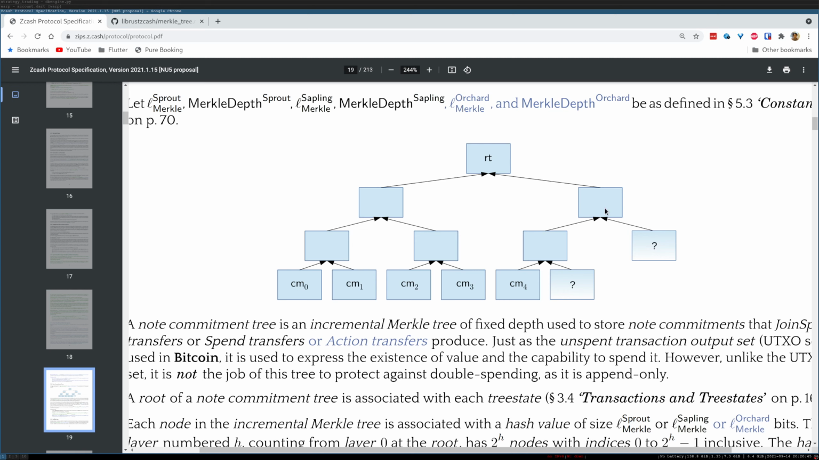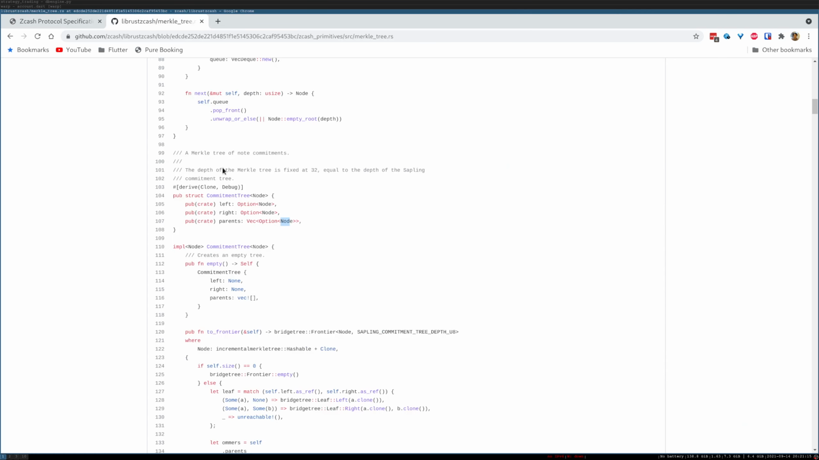So then the next parent is going to be this guy here, because again you don't need to store this one. You can recalculate based on this guy and this guy. But in order to proceed further up, you will need this hash here. So in this case, the grandparent would be this node here. And then that's it. You don't need anything else because you have already reached the root. So that's your commitment tree.